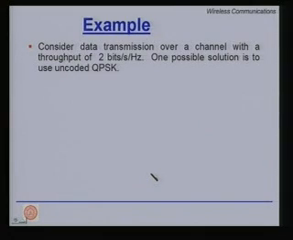Consider data transmission over a channel with a throughput of 2 bits per second per hertz. So, basically we have to have 2 bits per symbol. The general idea is to take QPSK, because QPSK will take 2 bits per symbol and send it across. Given the signal to noise ratio, you will get a certain probability of error.